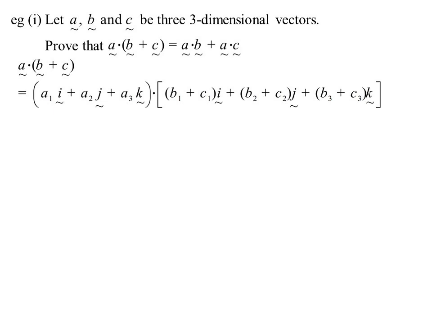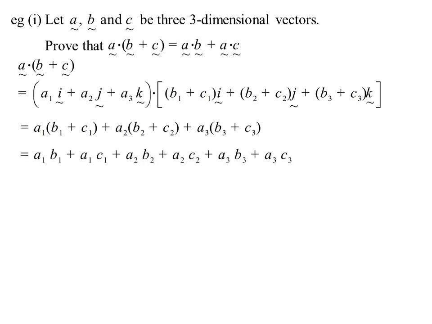So the i component, the j component, and the k component. If I find the dot product, I'll get a1 times (b1 plus c1), a2 times (b2 plus c2), a3 times (b3 plus c3). These are now all just numbers, so we can expand it out, and this is what we get.